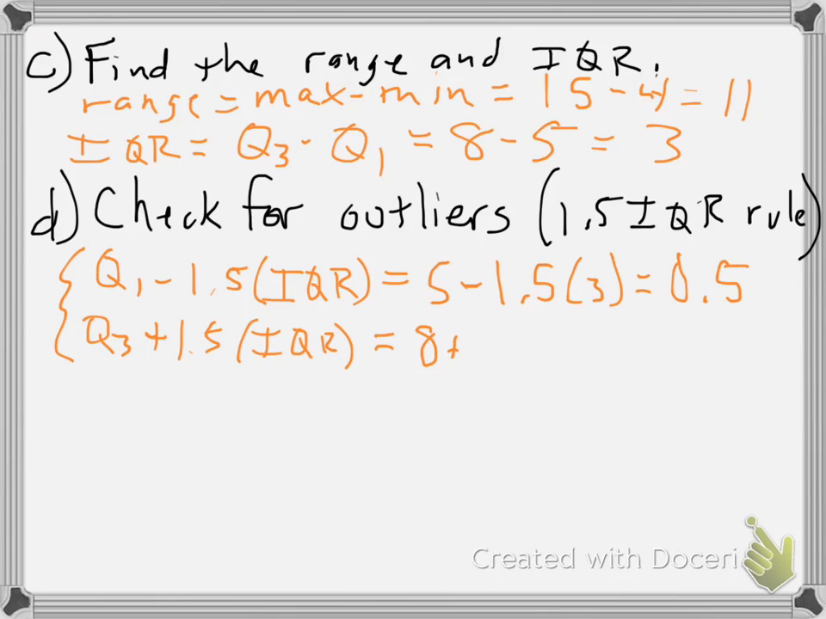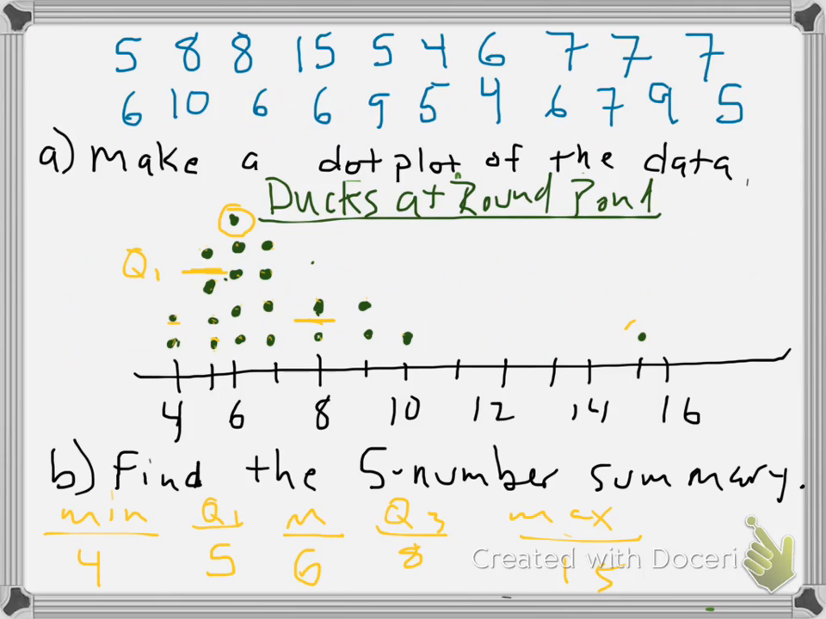So Q3 was 8, that was the third quartile, and times 1.5, the IQR was 3 again. We calculated that, and now if I put this in my calculator, I get 12.5. Okay, so let's see if there's any high outliers now, numbers greater than 12.5. Oh, there sure is. Here's 12.5 on my dot plot. There was my maximum, 15.